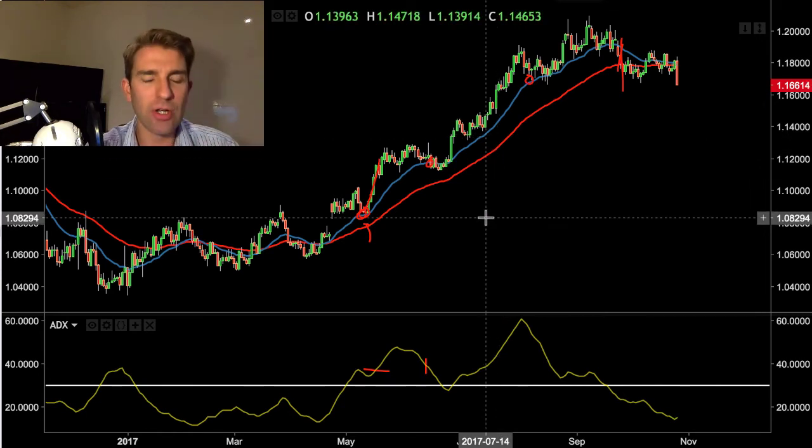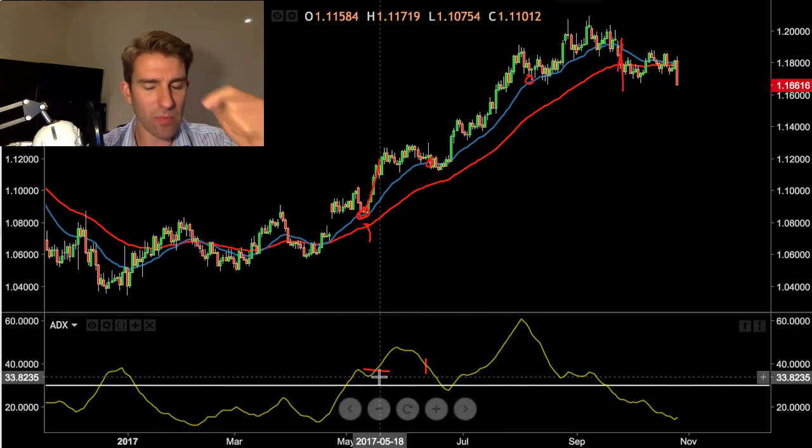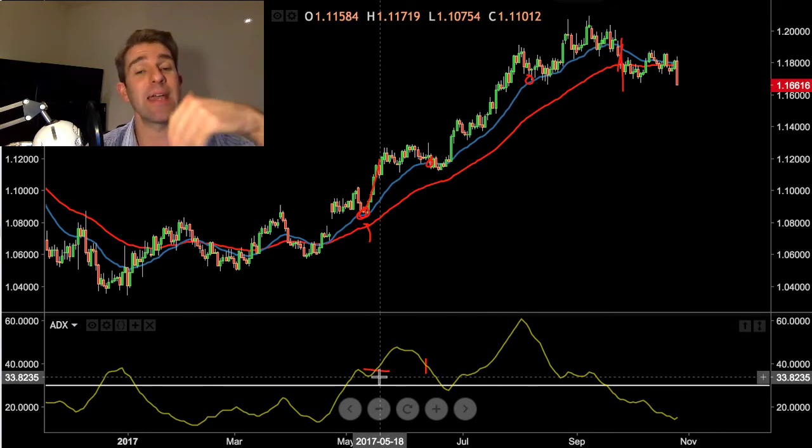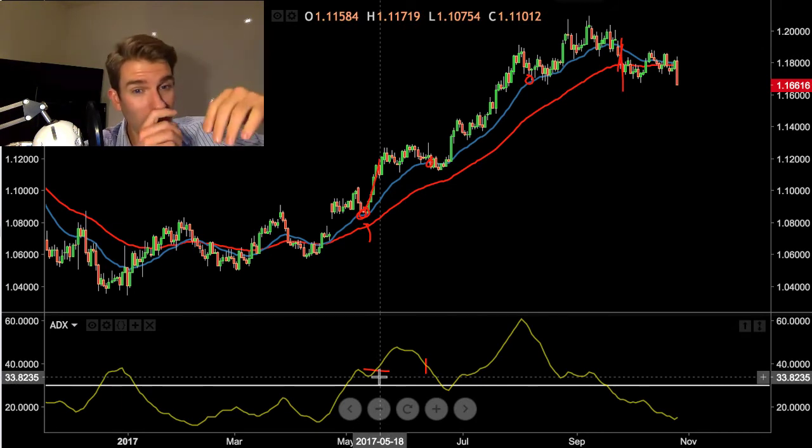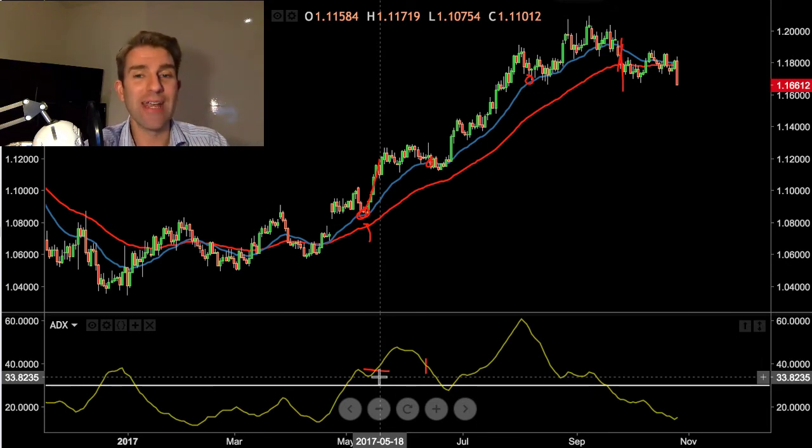But the concept's good. You wait for the ADX to be above 30, indicating a trend. You have some kind of pullback onto your 20 period or whatever period you're using, and then you use the second slower moving average as a stop, which is a nice way of really making a systematic strategy, where all you have to do then is think about where you're going to exit it.